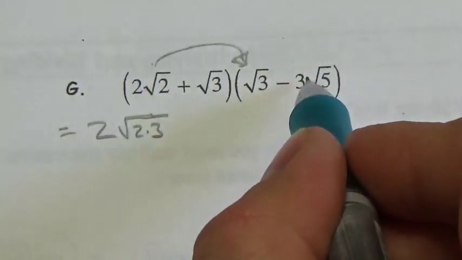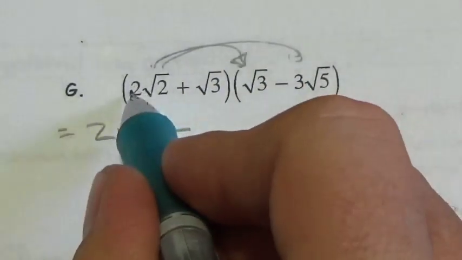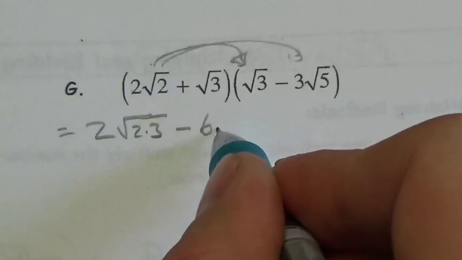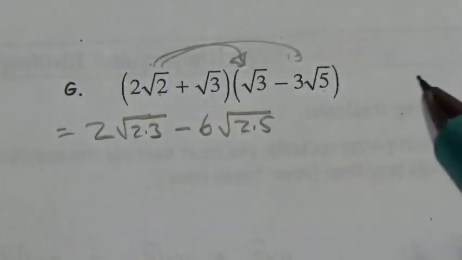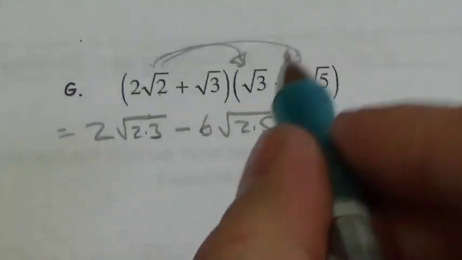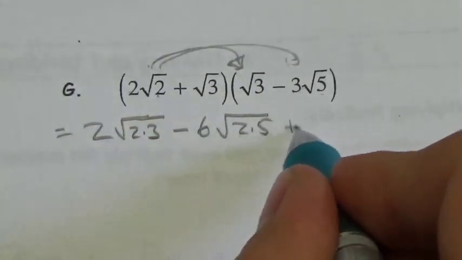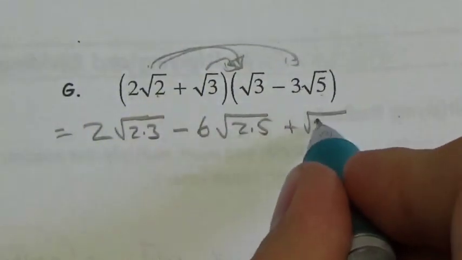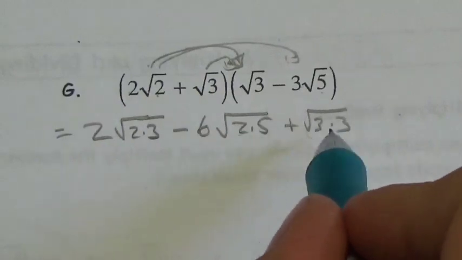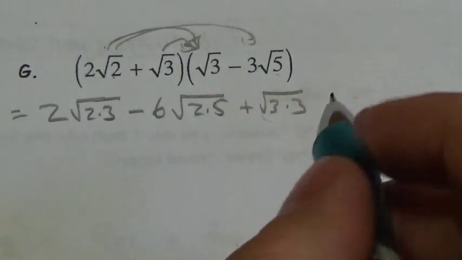2 root 2 multiplied by negative 3 root 5. So 2 times negative 3 would be negative 6. And then root 2 times 5. I'm looking for pairs of factors. I'm not seeing them. Now I move on to the second term here. Root 3 times root 3 is root 3 times 3. Oh, see, I like that because I got 2 3's there. That means I can simplify that one.